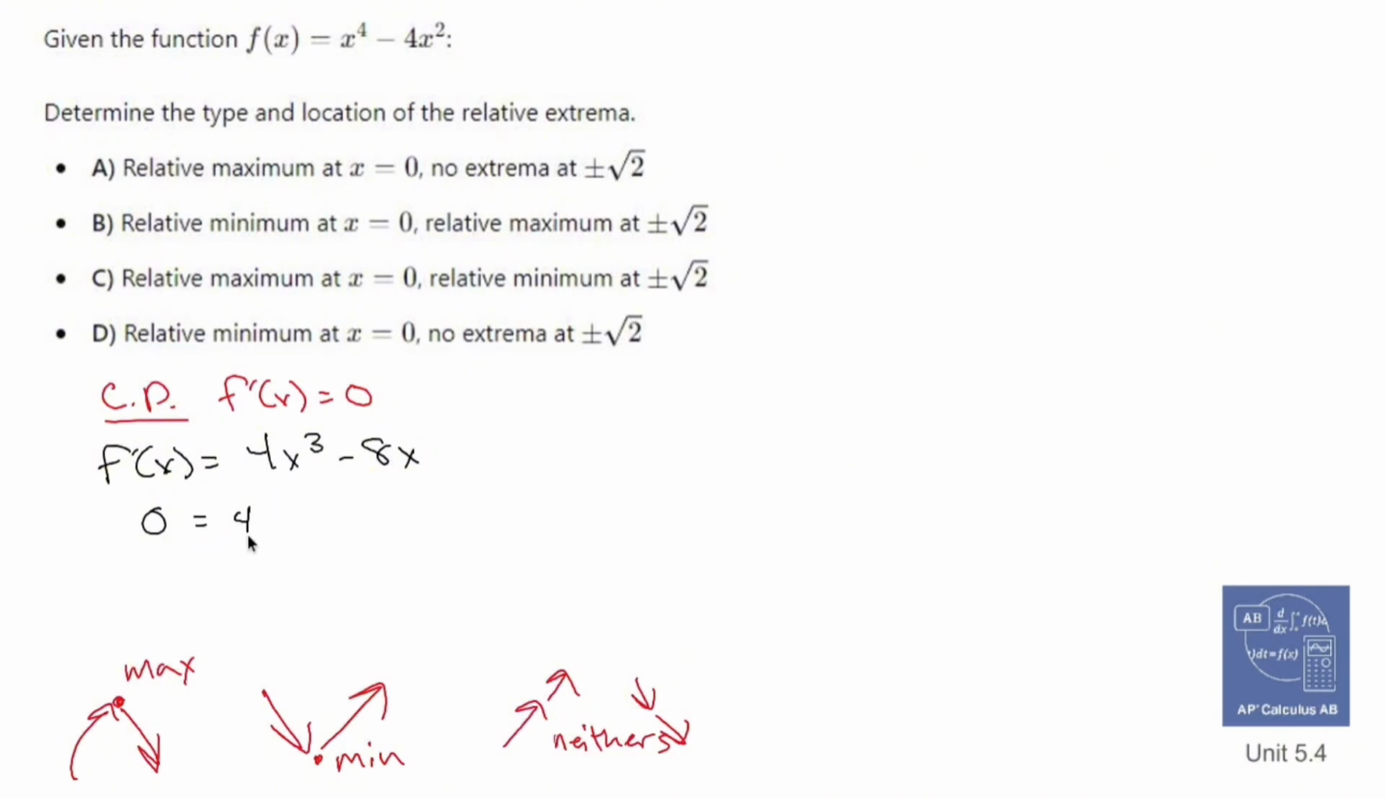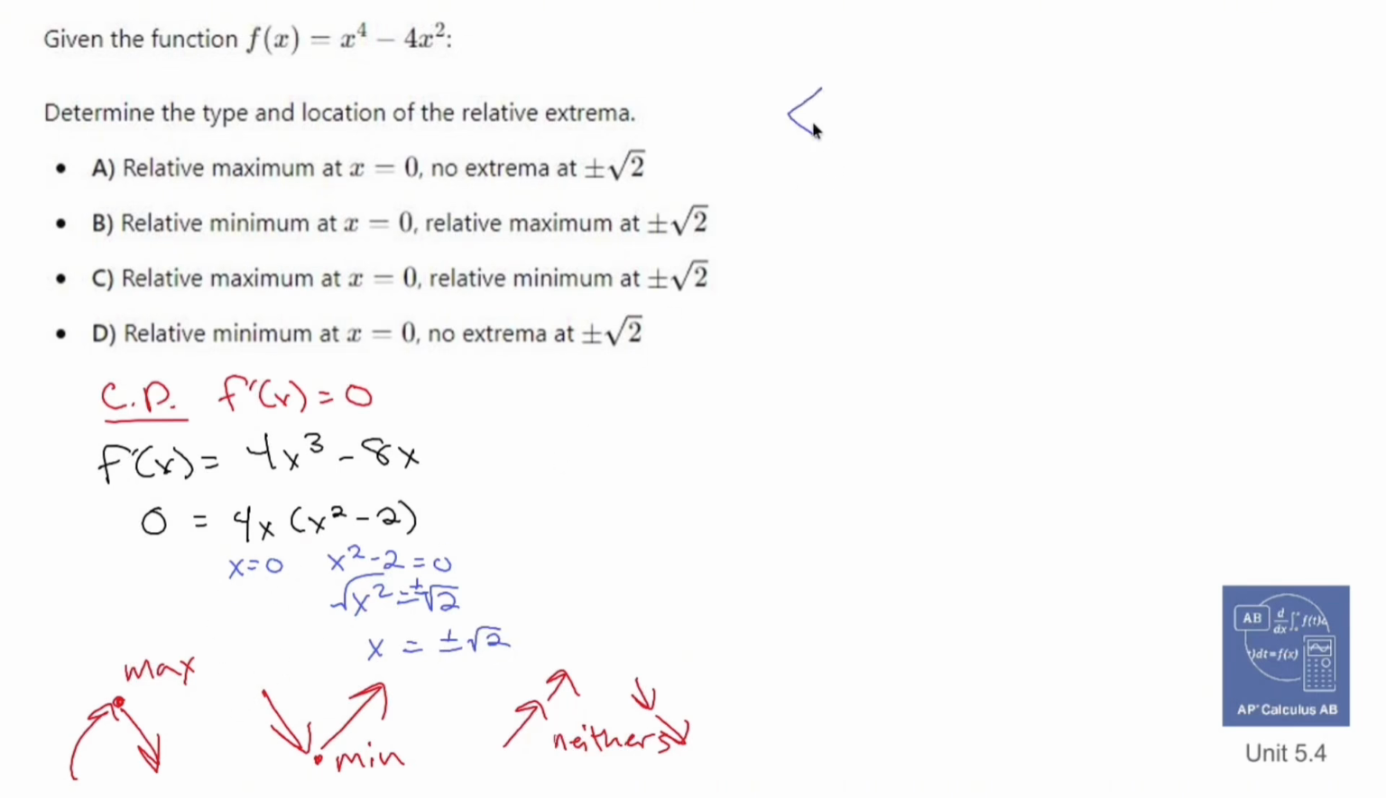Let's factor out a 4 and factor out an x, and that leaves us with x squared minus 2. Using the zero product property, if I set 4x equal to 0 and divide by 4, I get x equals 0 is a critical point. If I take x squared minus 2 and set it equal to 0, add 2 to both sides, and then square root both sides, not forgetting the plus or minus, my other critical points are positive or negative root 2, along with 0.